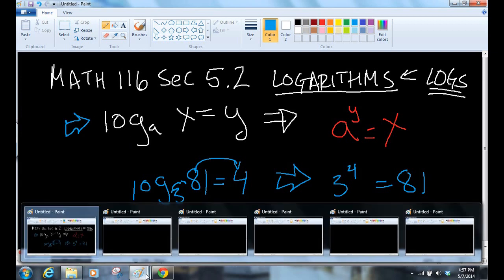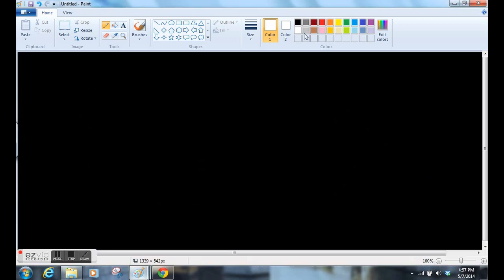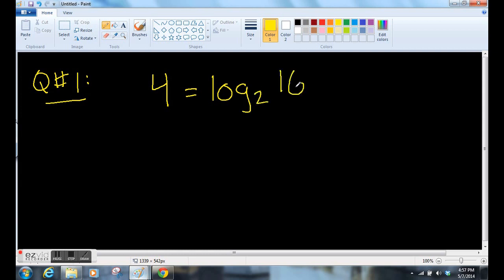Okay, so here's an example problem with this. This is question number 1. It says write in exponential form. 4 equals log base 2 of 16. Okay, so another way I can think of this is the 4 is big and the 2 is little, and they switch places. 2 is big, 4 is little, equals 16 is by itself.